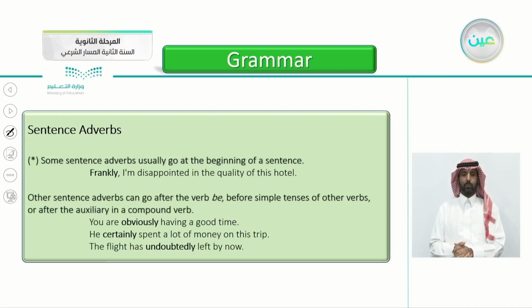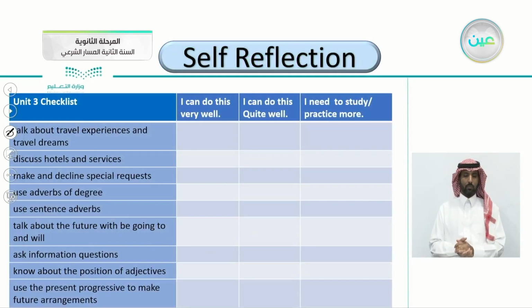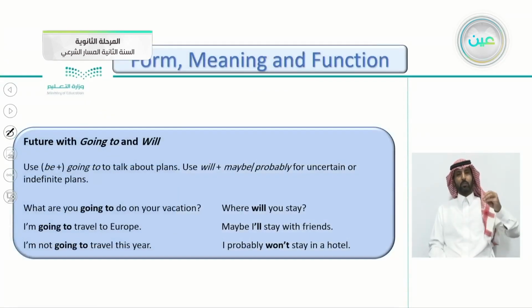Also, some of the sentence adverbs usually go at the beginning of a sentence, just as I said. So if in the sentence adverbs lesson you can do this very well, check the first column. Quite well, the second column. If you think that you need to study more, check the last column. Talk about the future with going to, be, and will. If you remember this lesson in the form, meaning, and function.